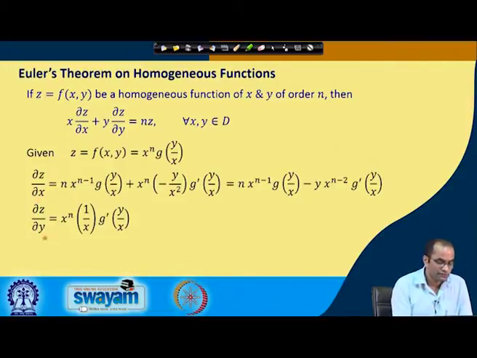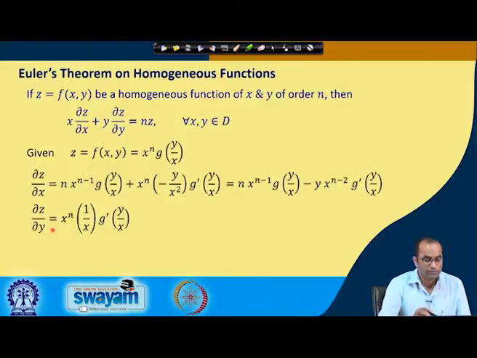And the partial derivative of z with respect to y we can get again. We have to differentiate now with respect to y. So, x power n will be treated as constant, and we have to just differentiate this term. So, we have g prime of y over x, and then the derivative of y over x with respect to y will be just 1 over x. And then we add these two terms with the product of x here and y there.